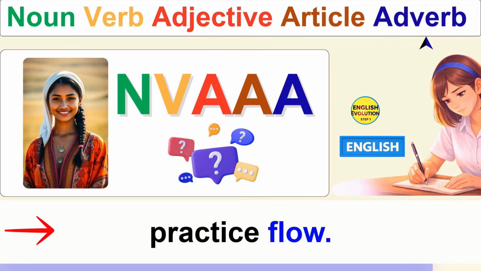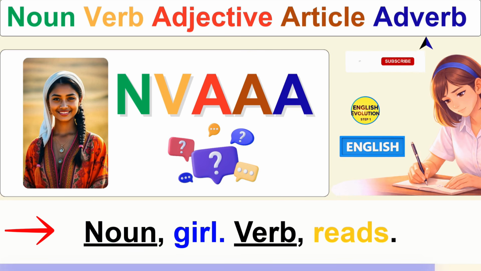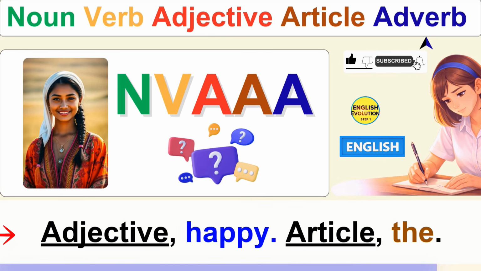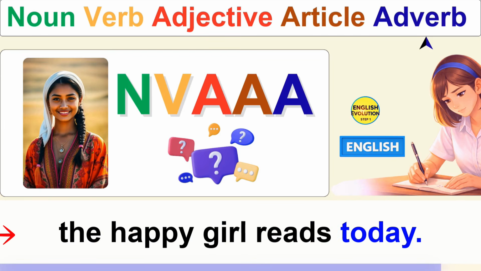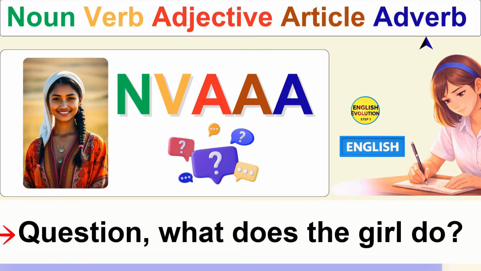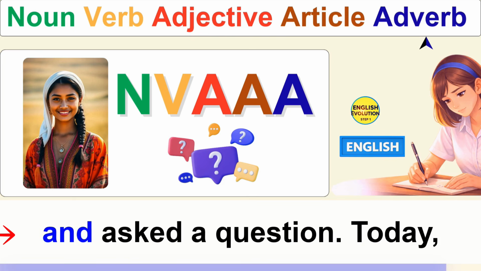Practice flow. Try it with me. Noun: girl. Verb: reads. Adjective: happy. Article: the. Adverb: today. Sentence: The happy girl reads today. Question: What does the girl do? She reads. Pause, smile. See, you just built a sentence and asked a question.